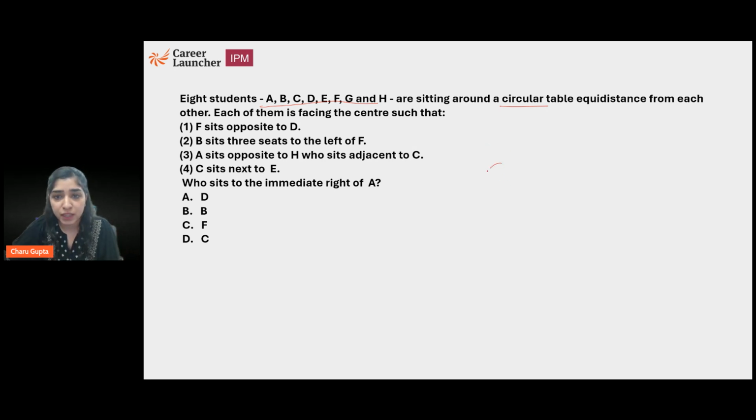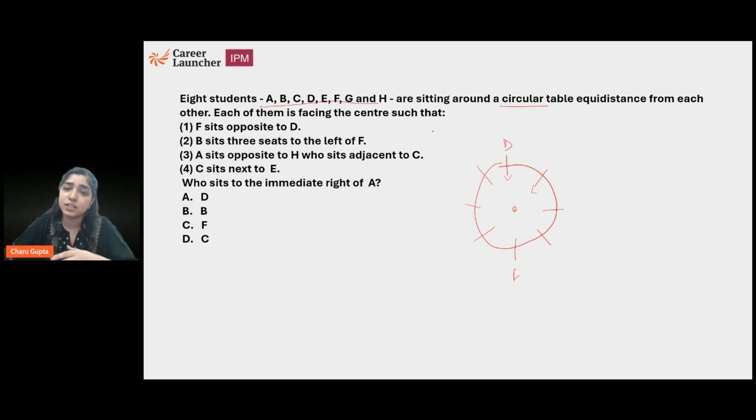Alright, so we consider one condition at a time. Let's make how 8 people will be sitting in a circle with equidistance. Okay, and they all are facing towards the center. Clear? Now first point is F sits opposite to D, so take any one point. At least fix a position of one or two people and then create the entire circular arrangement on the basis of that. Okay, so here the first condition is helping me in doing that, that F sits opposite to D. So I will take F here and D to the opposite.